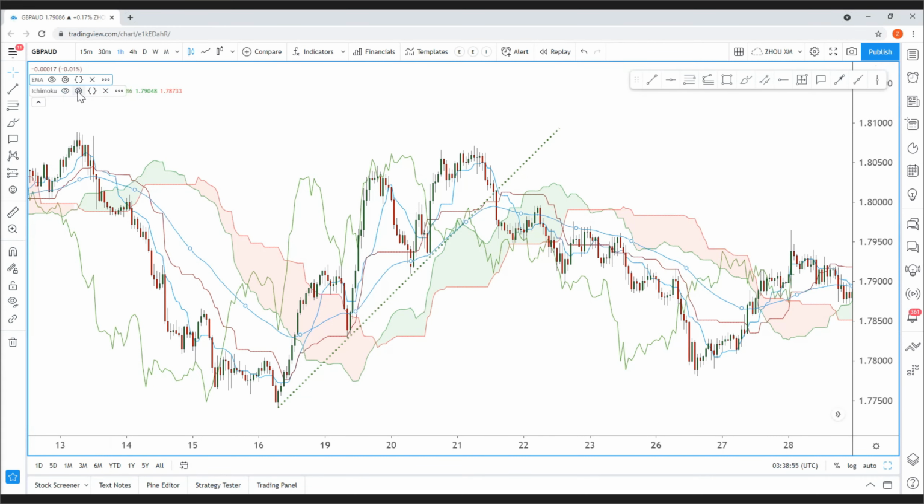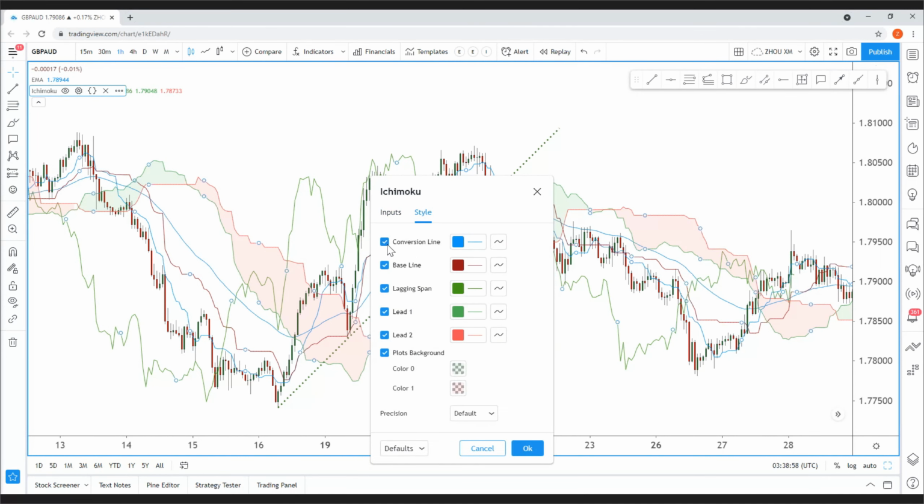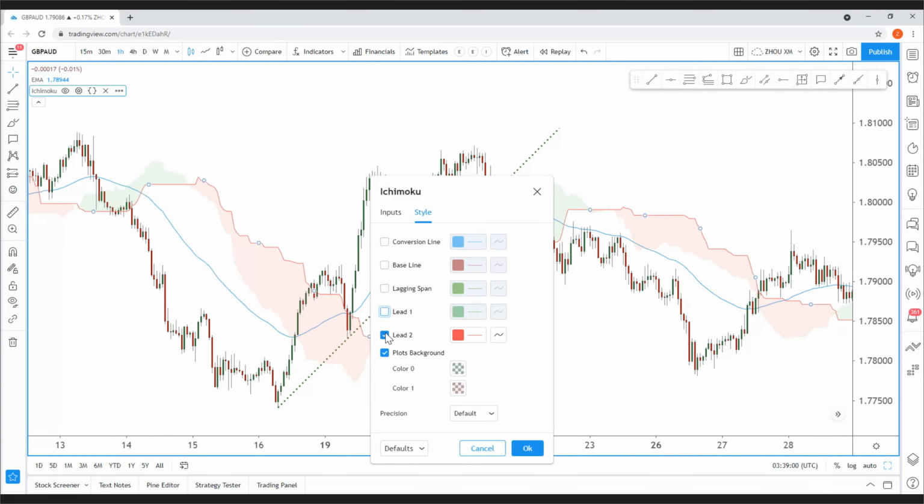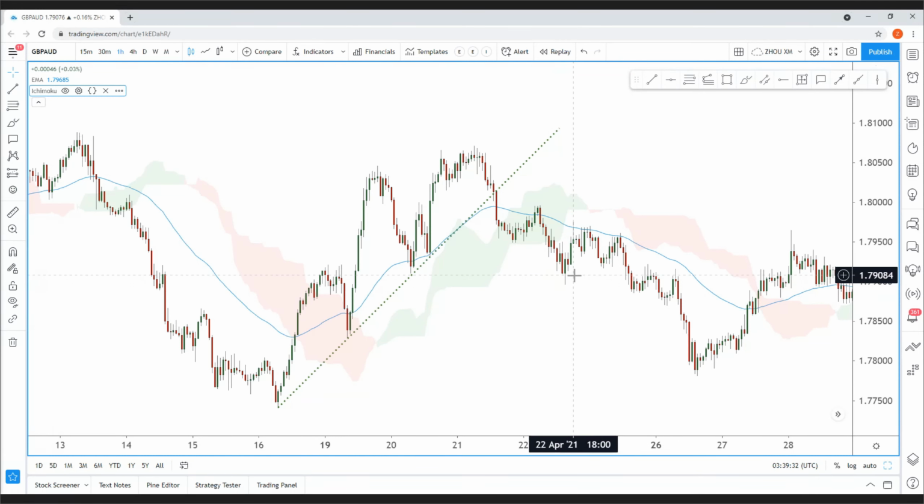So what I do is I go to settings and then to style. When I go to style, I click away everything, leaving only the background. The conversion line is our Tenkan Sen, the baseline is our Kijun Sen, our lagging span is our Chikou Span, and then we have Lead 1, which is leading span A, and Lead 2, which is leading span B. So I remove everything, which leaves one left, and you all will know what it is. It is the Kumo, which is just the cloud. I just left the cloud to see where it was going.